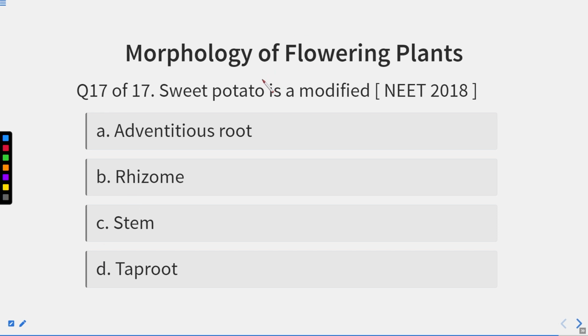Now, coming to the last question here. Here they're saying sweet potato is a modified adventitious root, rhizome, stem, or a taproot. What are adventitious roots? Roots which arise from a place other than the radicle. Adventitious roots are roots which don't originate from the radicle, but from a part other than the radicle, such as the base of the stem. Example is fibrous root. Fibrous root is an adventitious root which is seen in monocots.